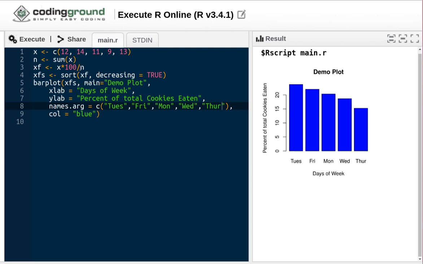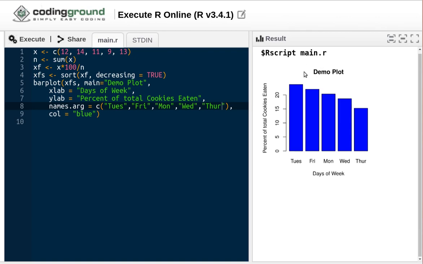Okay, so summarizing. We build a vector. In this case, we built the vector and then we adjusted the vector quite a bit so we could get a Pareto graph out of it, because we wanted a vector of the percentages, and we wanted those percentages in a decreasing order for the Pareto graph. And then the bar plot will plot that vector.